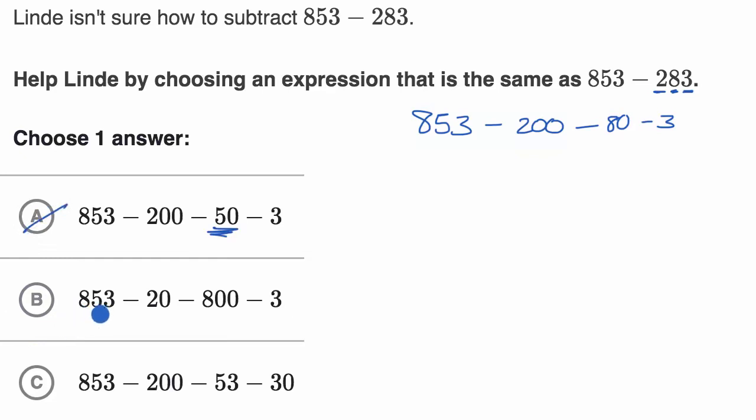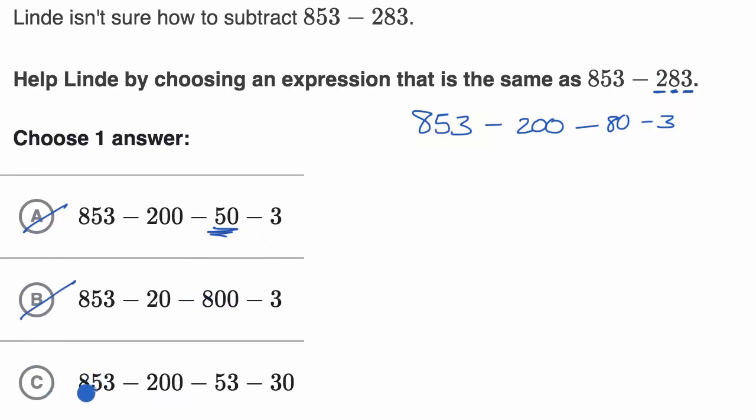Here we have 253 minus 20 minus 800 minus 3. Well, this is a little bit strange because we don't have 2 tens, we have 2 hundreds. And we don't have 8 hundreds, we have 8 tens. So this is also incorrect. Now it's probably going to be this one, but let's just make sure we feel comfortable with this.